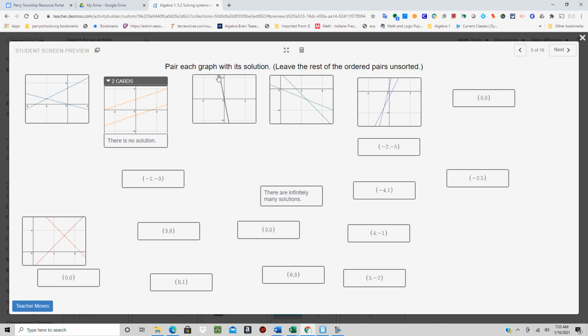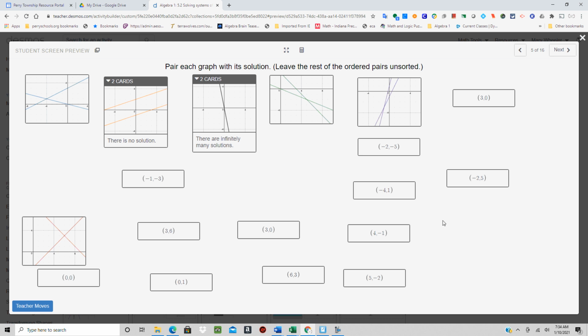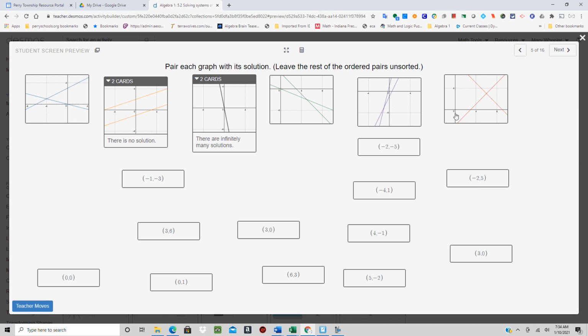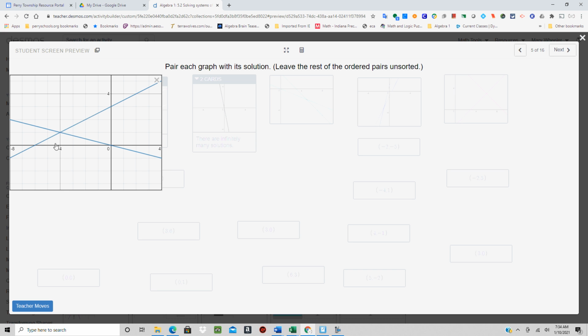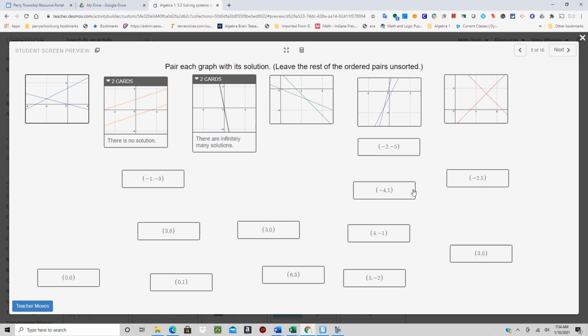On this one, you have one line that was graphed on top of another. That means that they are intersecting all along. If you graph one line on top of another, that's infinitely many solutions. The rest of them, I'm going to let you figure out what the ordered pair was. Like on this one would be -4, 1. And I will let you check your own work.